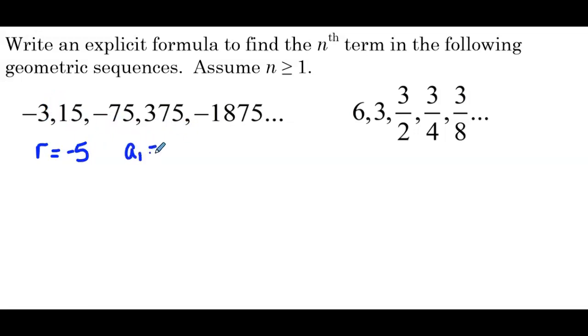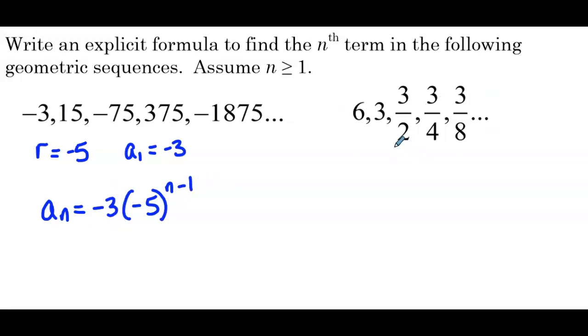The first term of this sequence is -3. So the explicit formula, a sub n, equals the first term as the coefficient, so -3. The common ratio is the base to the n minus 1. We want to translate our exponential function so that this coefficient is the first term. So move it 1 to the right.